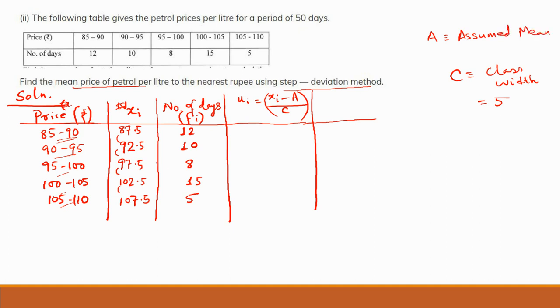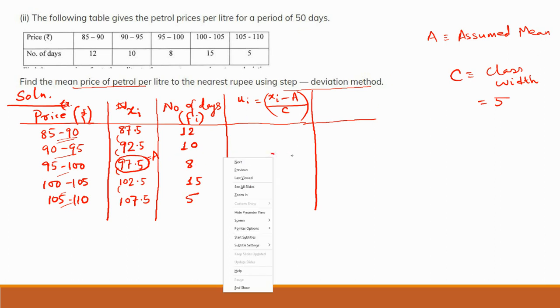So the assumed mean: you see 85 to 90, you get 87.5. These are the xi's values, right? The middle one you can consider as the assumed mean. So now xi minus a divided by c. So 97.5 minus 97.5 divided by c is 0. So 92.5, you can start from here. That's fine. You can start from wherever you're comfortable.